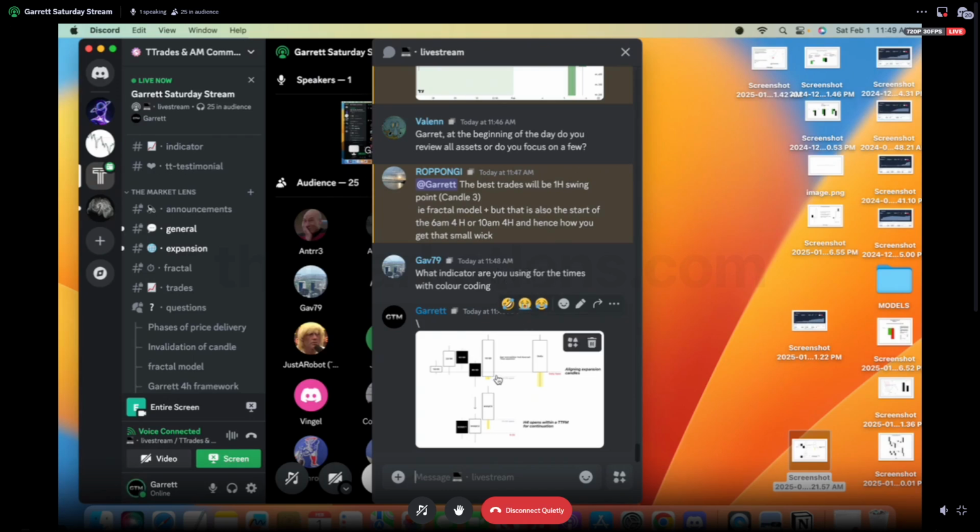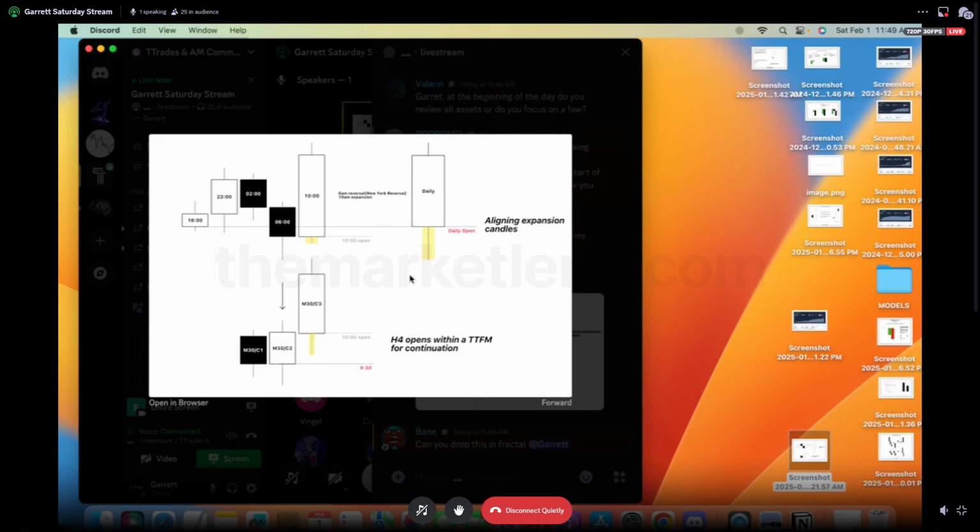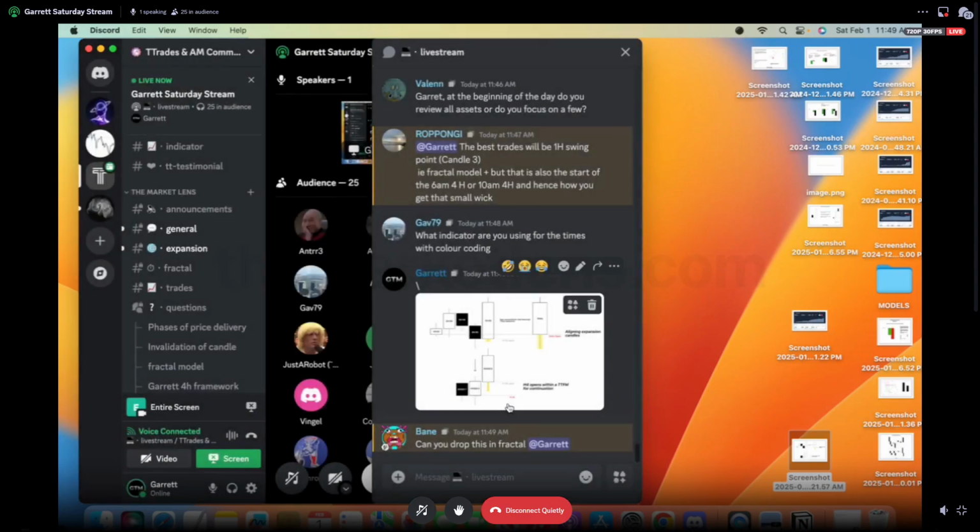Best trade will be 1 hour swing point candle three in practice. Yeah, pretty much. So it's either you're trading within a reversal candle on the 4 hour time frame, but it's a reversal into expansion, right? The low of the candle is formed from a fractal model, or you open within. It's just continuation, pretty much, where the low of the day is already put in.